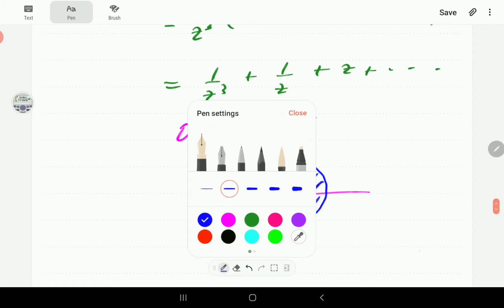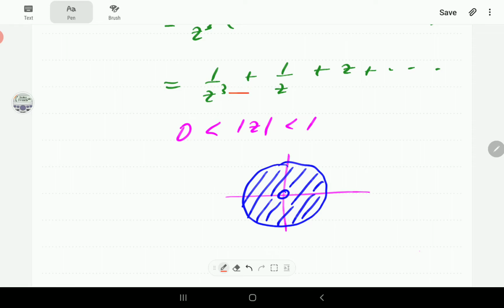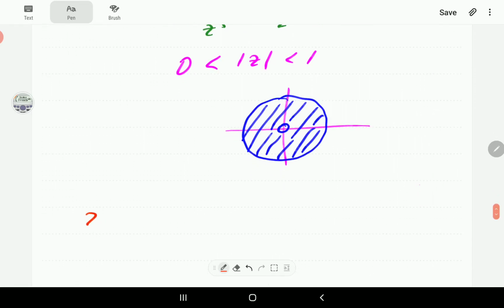But to answer our question, in this case, the highest negative power is 3. So we're going to say z equals 0 is a pole of order 3.